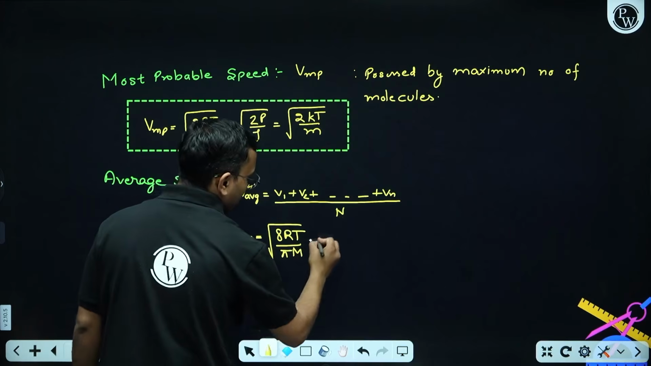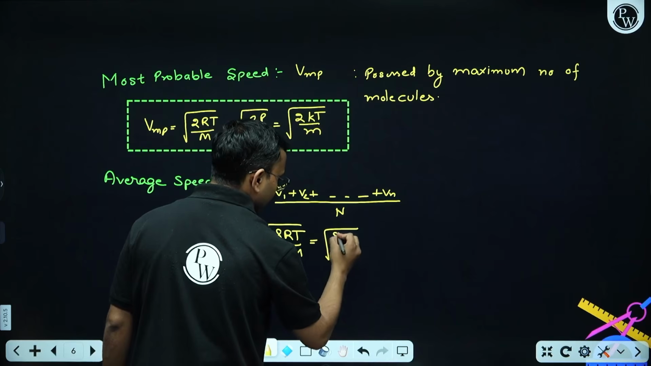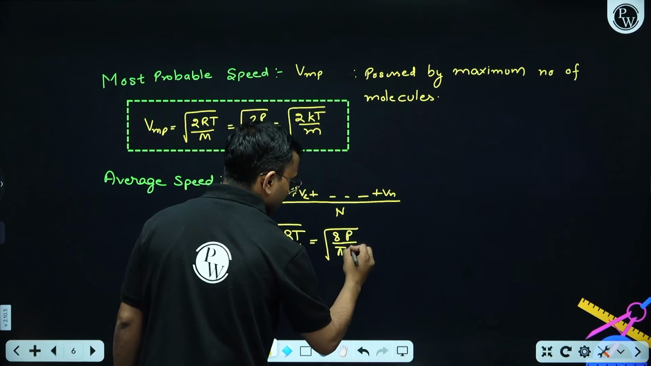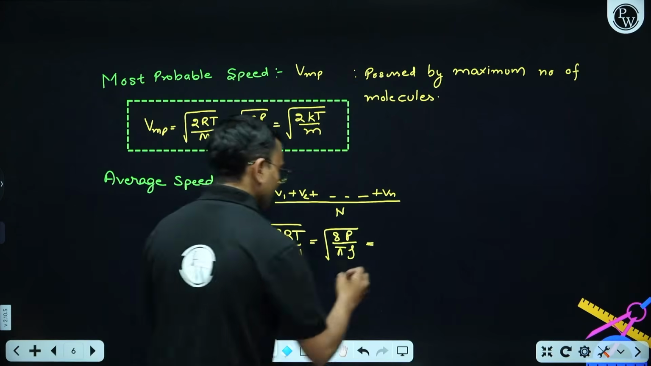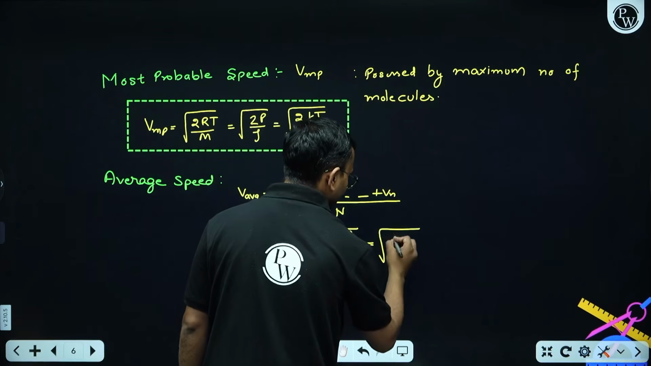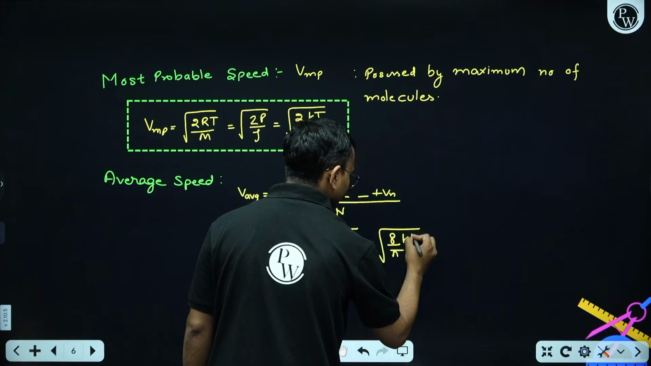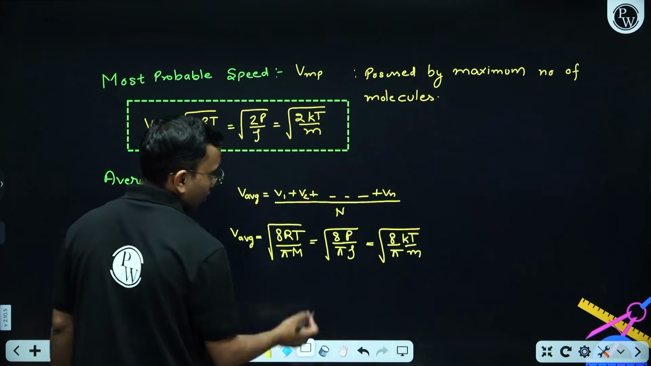Or RT by m you can write as p by rho. So this is root of 8 by pi into p by rho, or you can write RT by M as kT by the small m. So this is root of 8 by pi into the Boltzmann constant into temperature divided by the mass of one molecule.